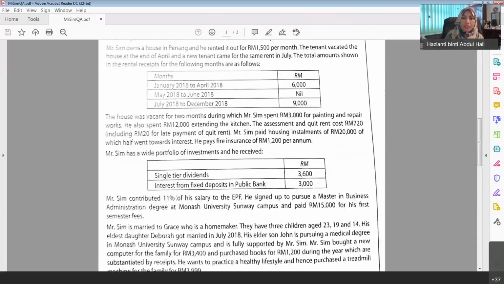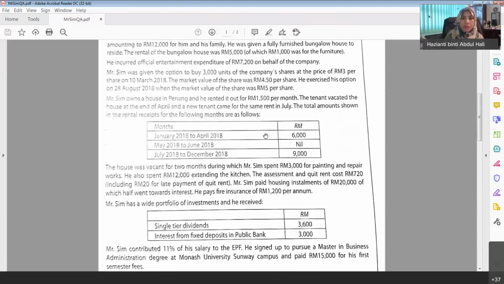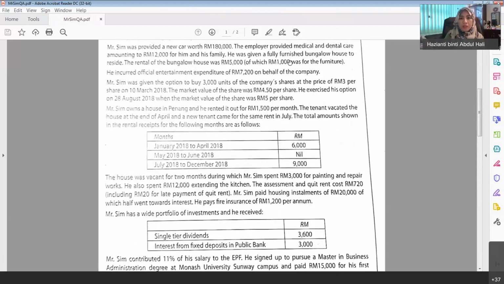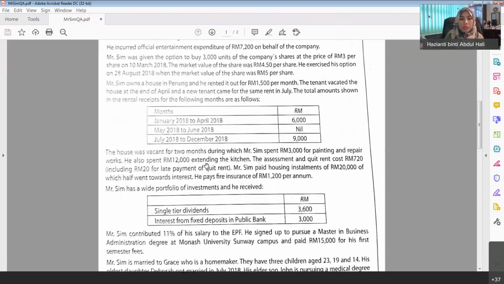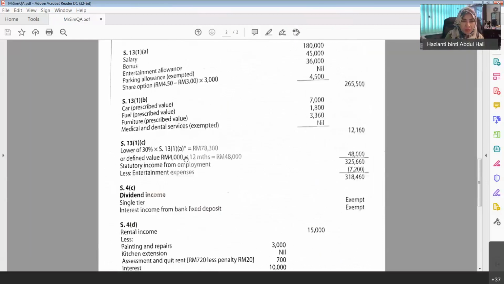Okay, rumah dia dapat ni tadi the value is 5,000 tapi 1,000 was for the furniture. So kita nak unfurnished value, 5,000 minus 1,000, 4,000 times 12 dapat 48,000. So we want the lower figure, which is 48,000.